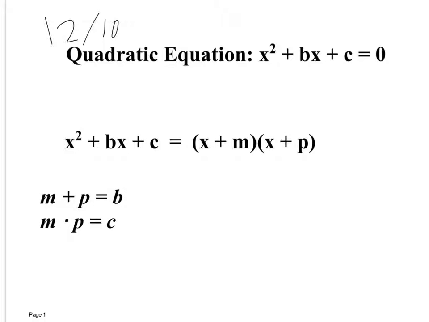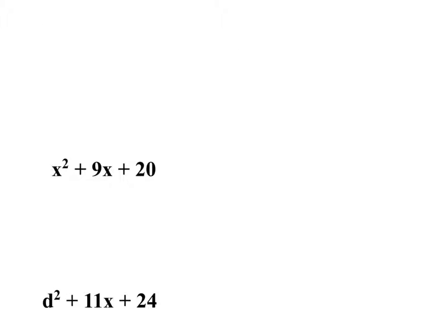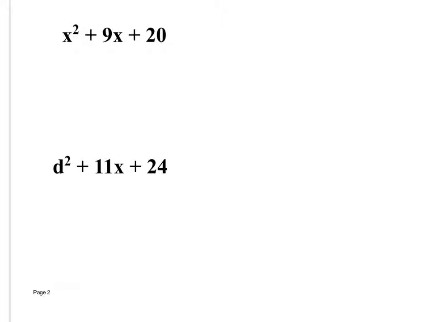The thing you need to know is that m plus p gives you b. So these two numbers add to give you b. And when you multiply m and p, you get c. So when you have a quadratic equation, you can solve it or factor it knowing these two rules right here: the numbers add to give you this number and multiply to give you this number. All right, so write these two down.